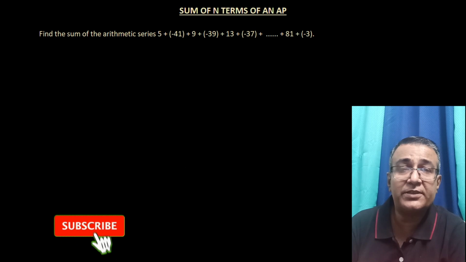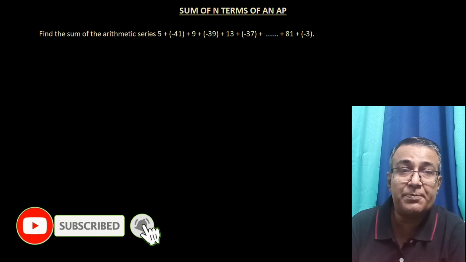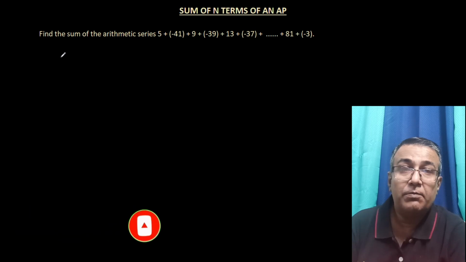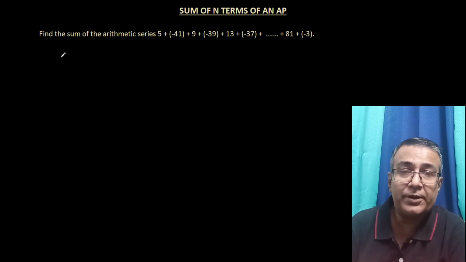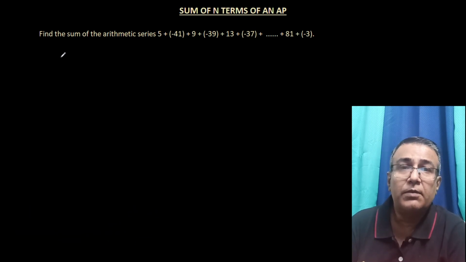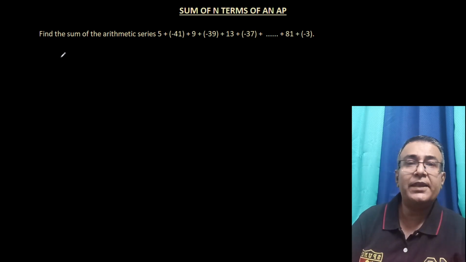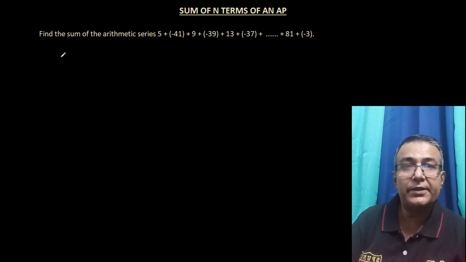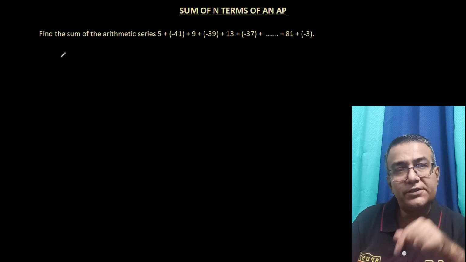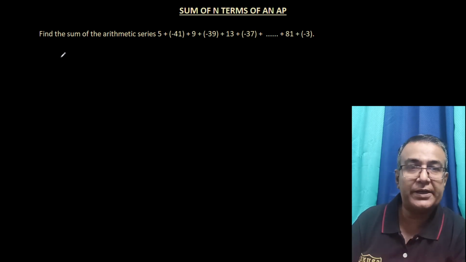So second question is we have to find the sum of this AP, where the AP is 5 plus negative 41 plus 9 plus negative 39 plus 13 plus negative 37, and it keeps going on and on up to 81 plus negative 3. So once again, pause the video, calculate the answer, and write the answer in the comment section, and then come back and play the video.